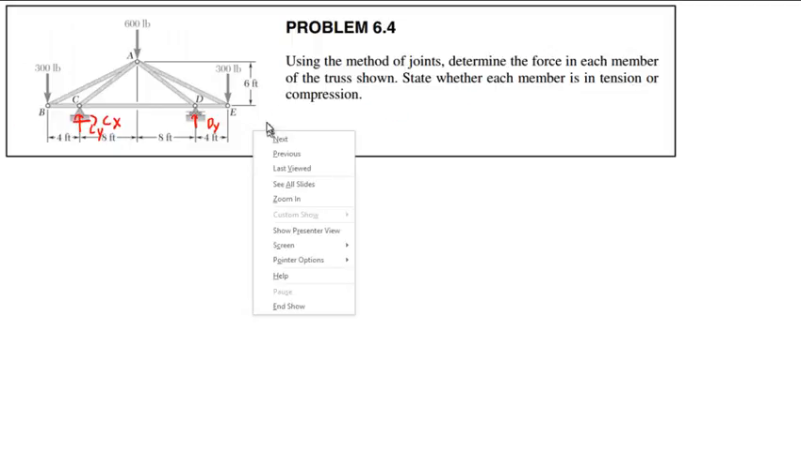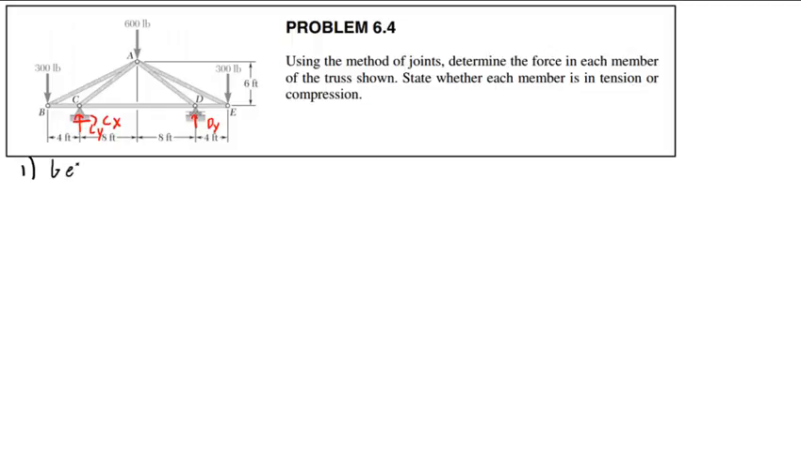So I'm going to solve for the reactions. First, get the external reactions. I have a very simple one. There are no horizontal forces on this truss. So clearly, Cx is 0. I have no horizontal loading applied, therefore the Cx has to be 0.